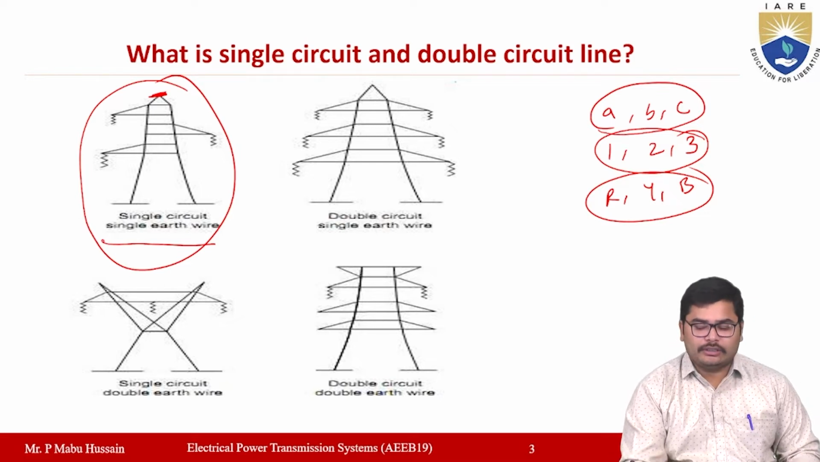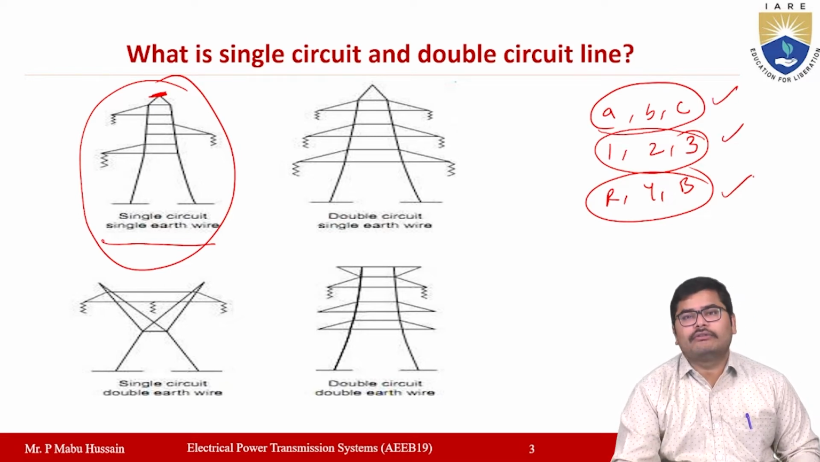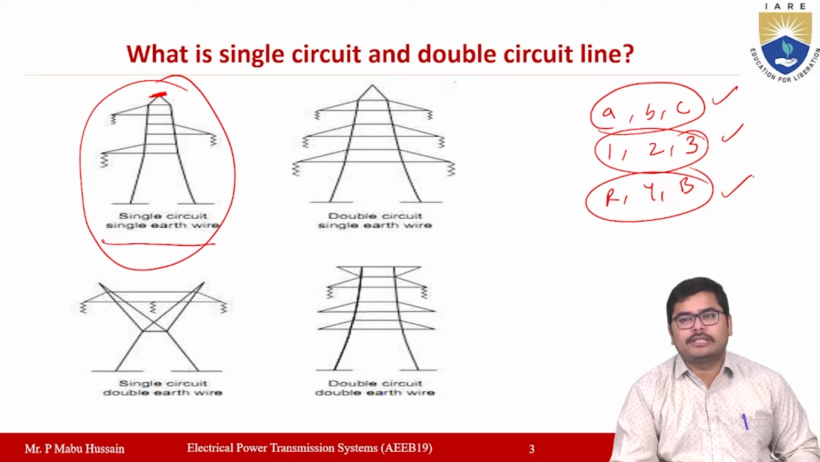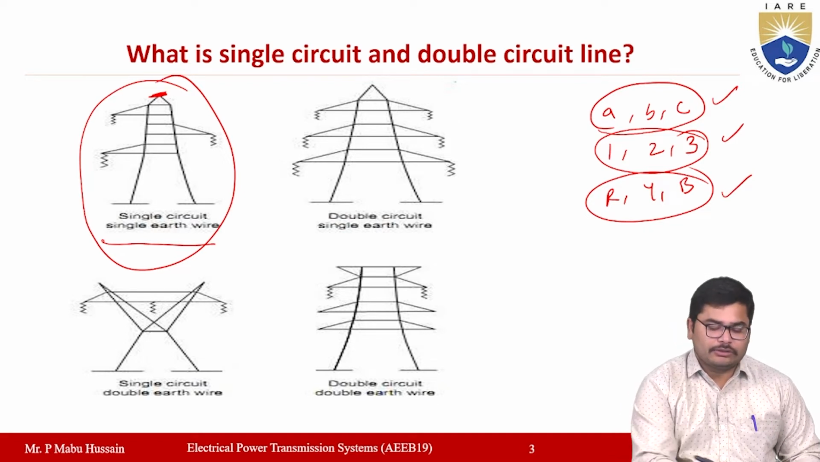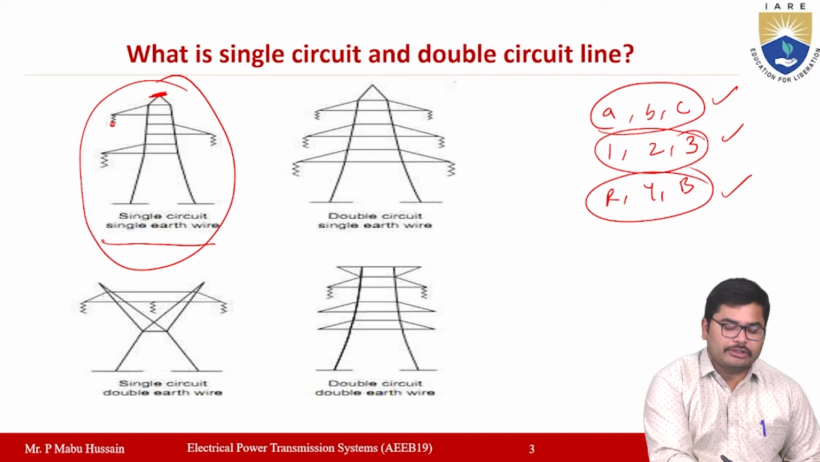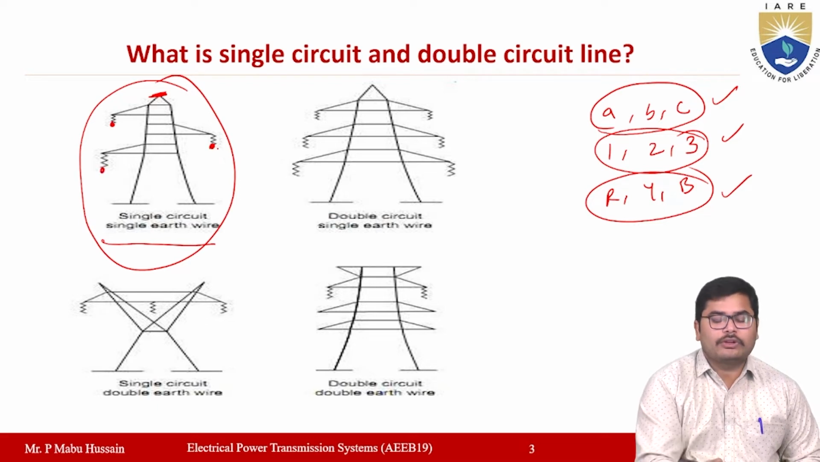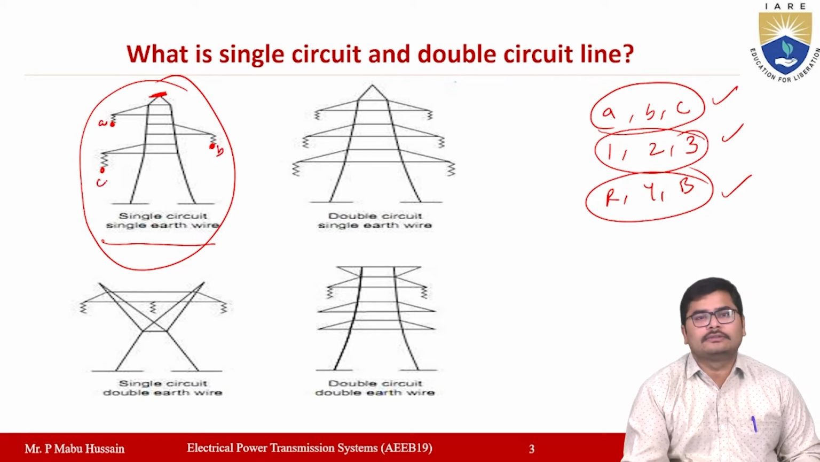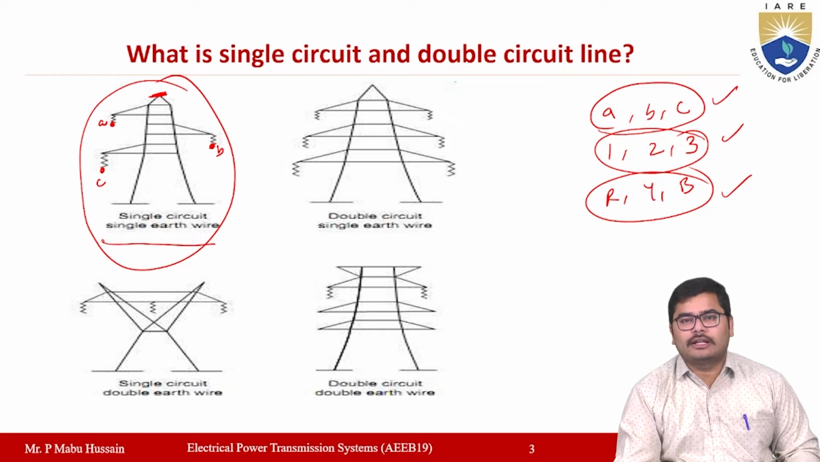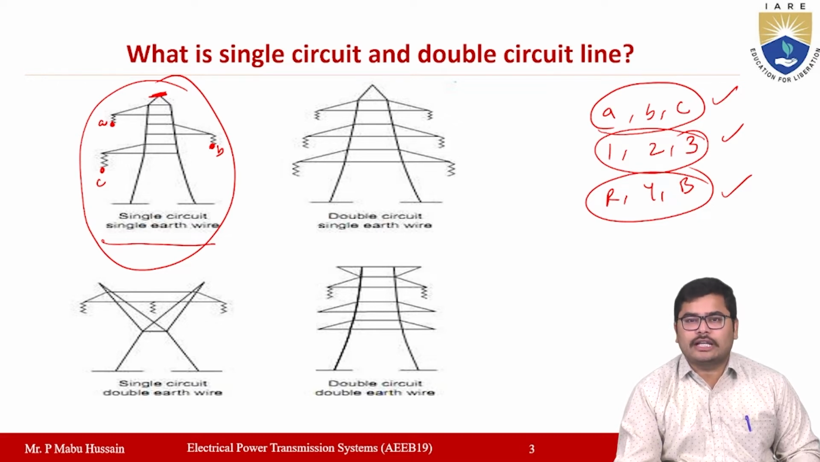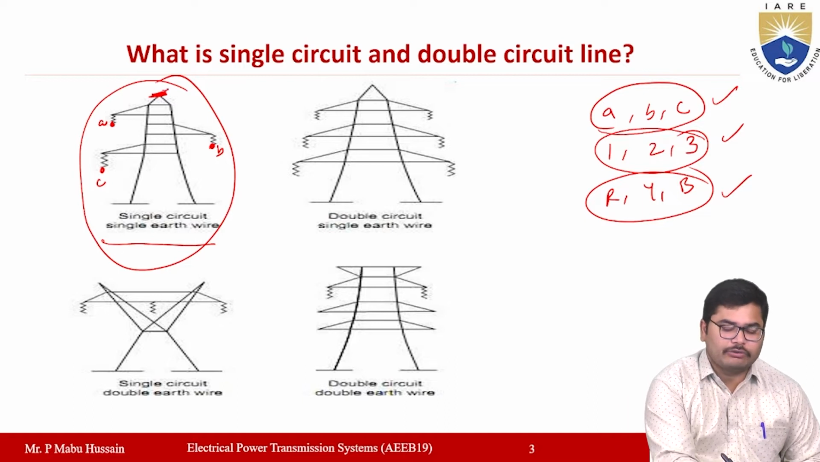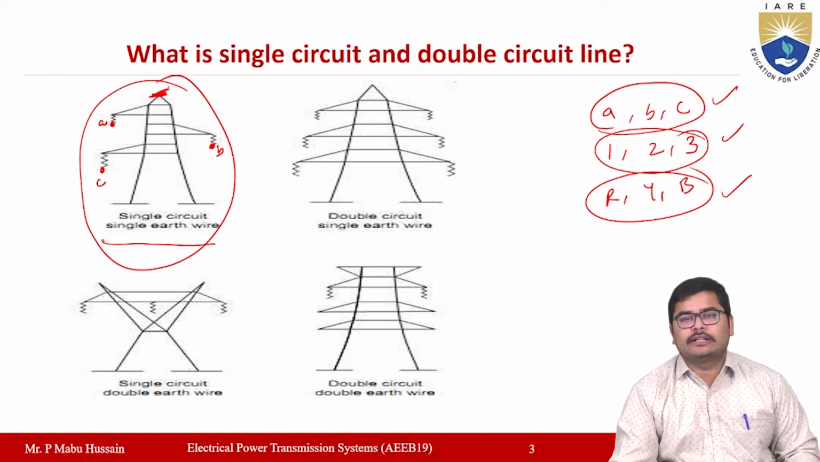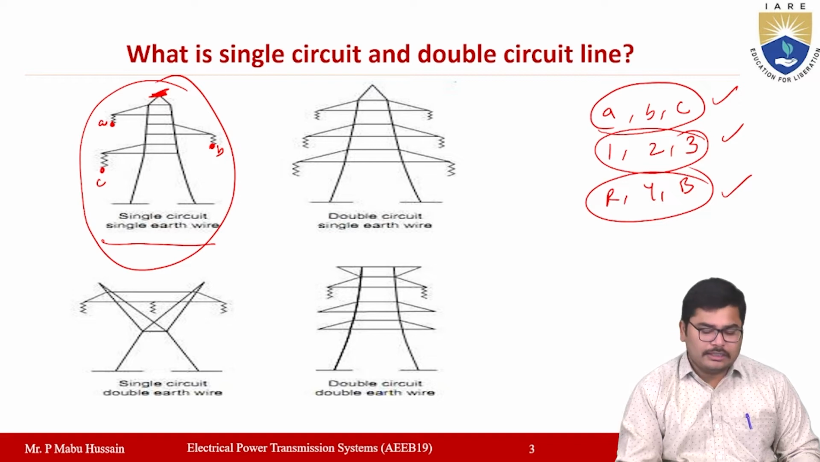Now here the three phase lines, whether they are ABC, 1, 2, 3 or RYB, will be connected with insulators. Here only one set of the three phases will be there, maybe A, B, C. Only one set of three-phase conductors is there. So this transmission line system is a single circuit transmission line, and here the earth wire is only one. So this is a single earth wire transmission line.